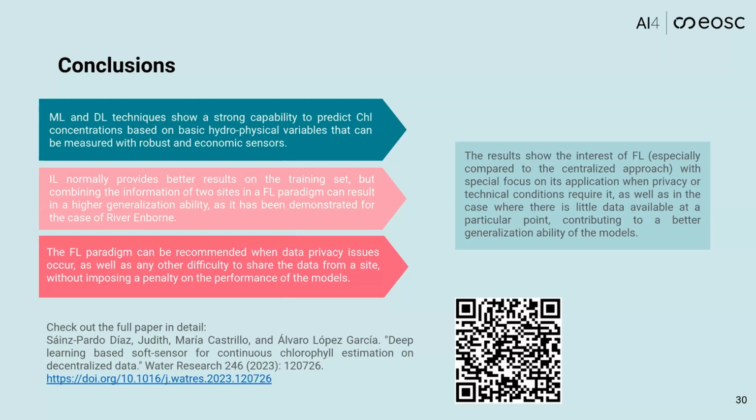Also, just to conclude, these results show that the federated learning approach has quite interesting applicability, especially compared with the centralized one, especially when we focus on cases when privacy or technical conditions require these kinds of approaches. For example, when we have a low amount of data and we cannot use the individual approach, or when we have privacy issues that do not allow us to centralize the data altogether in the same place. So if you want to check the full paper in detail, we have included here the link and the code that you can scan and take a look at the work.